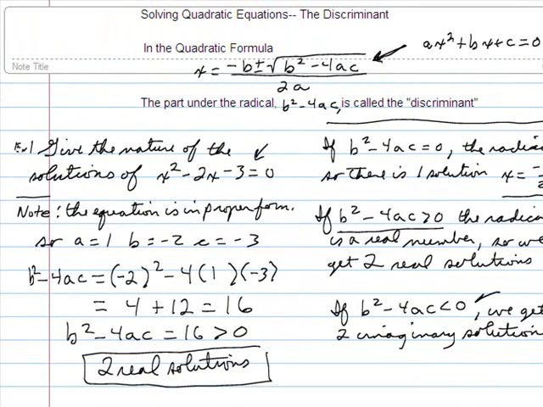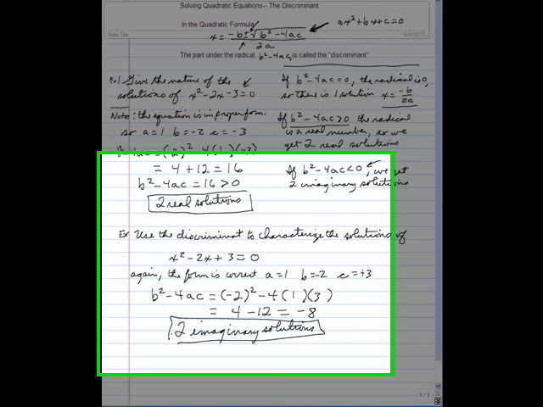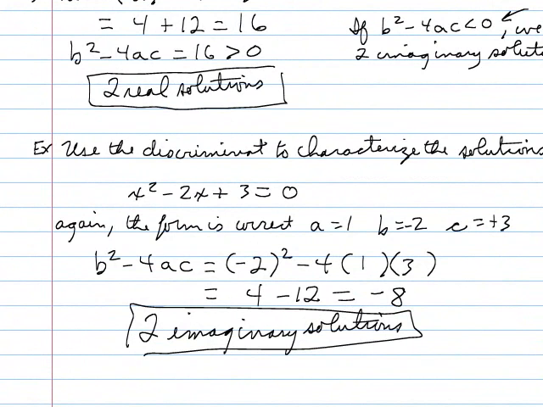Well, that's this case down here. If b squared minus 4ac is negative, then you're taking the square root of a negative, and if you take the square root of a negative, that's imaginary. So I get two imaginary, or you could call them complex, solutions, one that corresponds to the plus and one that corresponds to the minus. Two imaginary solutions, and that completes our podcast on the discriminant.